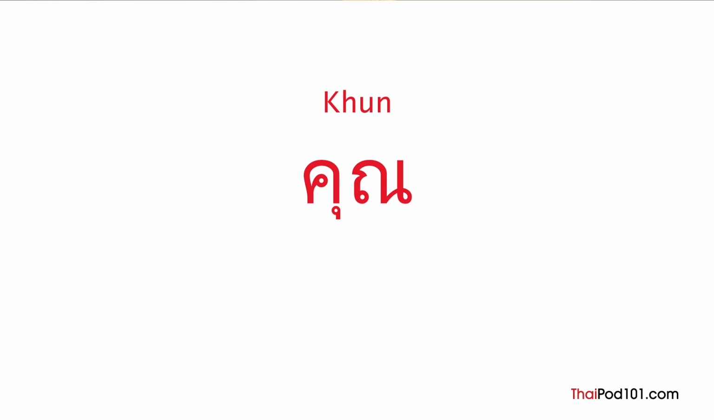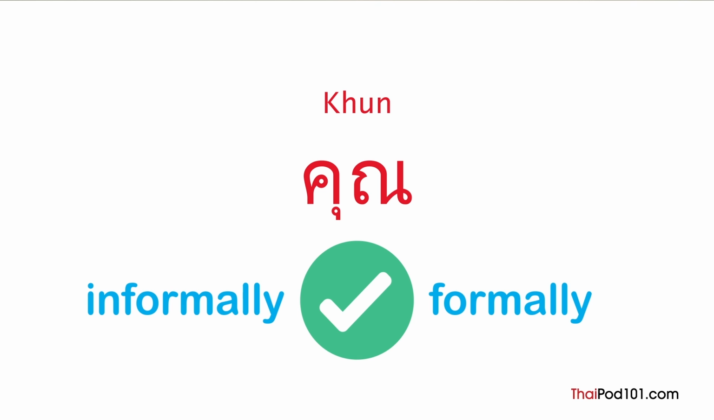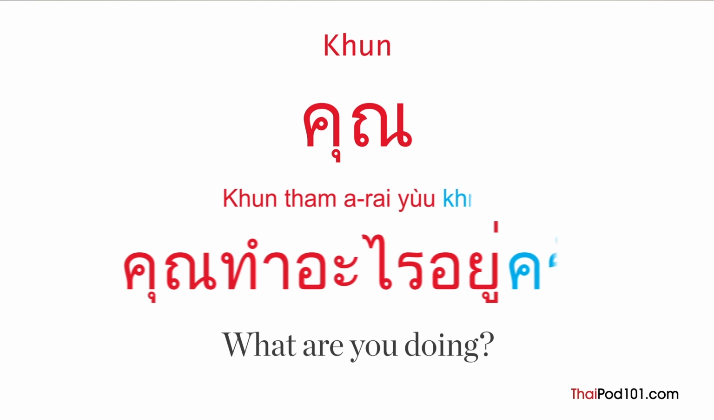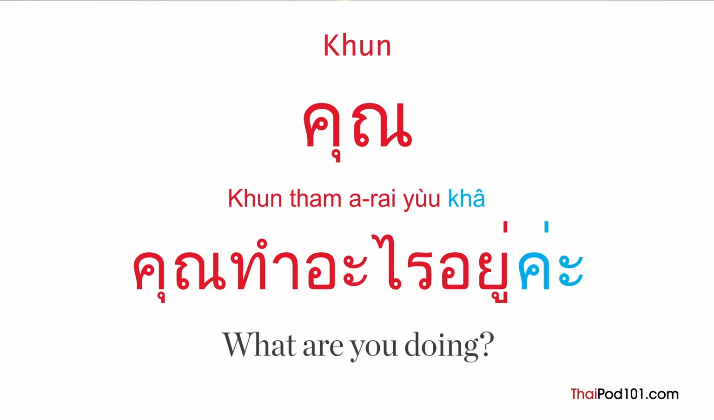The first word you probably learn when addressing the person you are talking to is คุณ. It's the most general word as it can be used both formally and informally. For example, the sentence คุณทำอะไรอยู่, What are you doing? Can be said from an employee to his client. You can make it more formal by adding ครับ or ค่ะ at the end of the sentence.